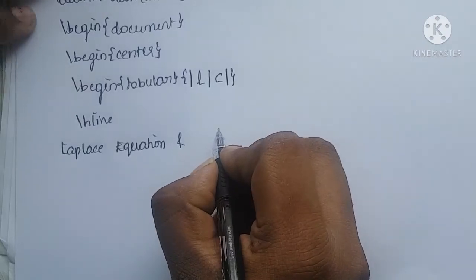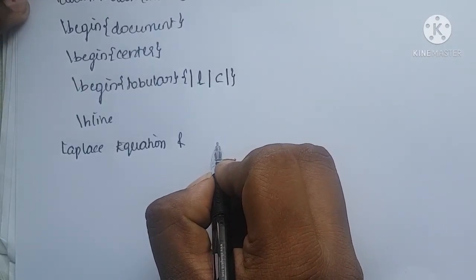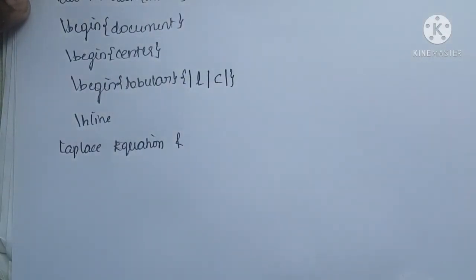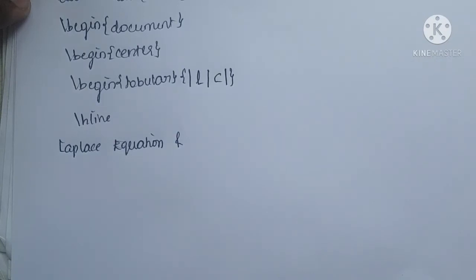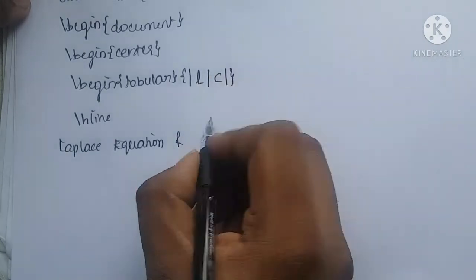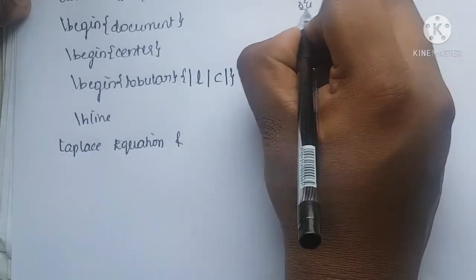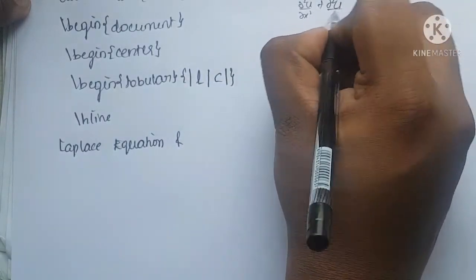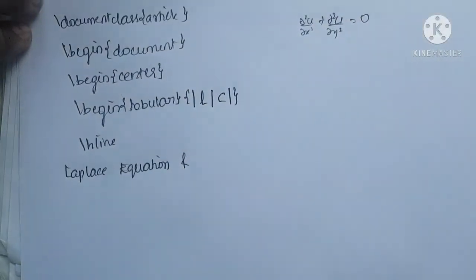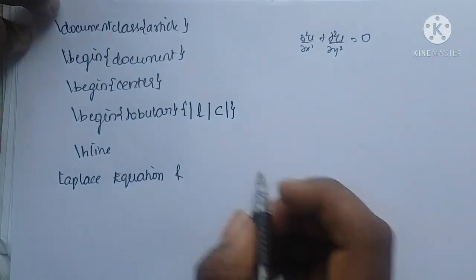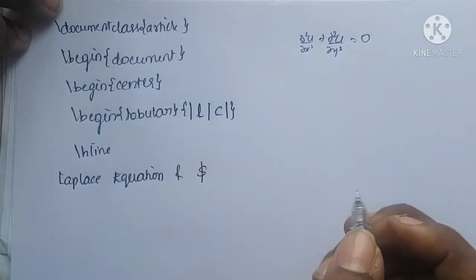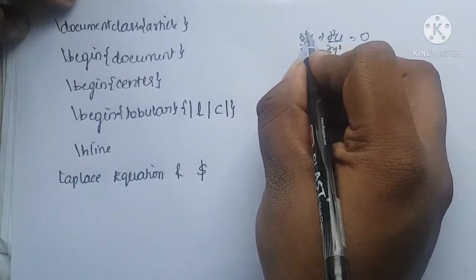So it is an equation. I have told you, in order to mention any equation, there is no need of using begin equation and end equation. If you use dollars in between the equations, you can include it. I have told you that. So I am going to include this equation. Now what is the equation? Dou square u by dou x square plus dou square u by dou y square equal to 0. First I am going to use dollar. Dou square u by dou x square.